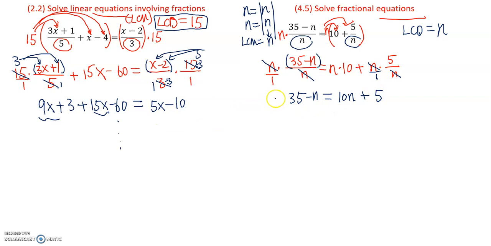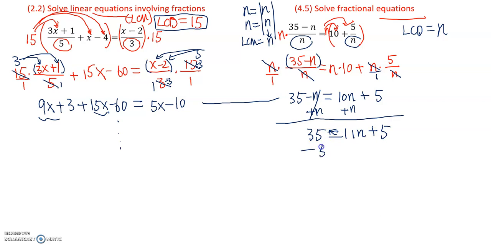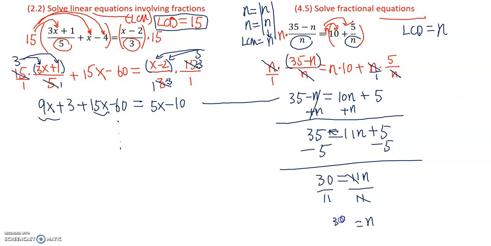And so you can see, after we multiply both sides by the least common denominator, we end up with something similar without any fractions anymore. So we can do what we did before, how to solve linear equations involving only integers. So we end up with 35 equals 11n plus 5, and subtract 5 from both sides gives us 30 equals 11n, and we divide both sides by 11. And it gives us n equals 30 over 11.